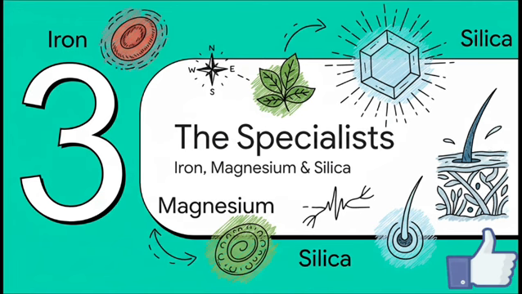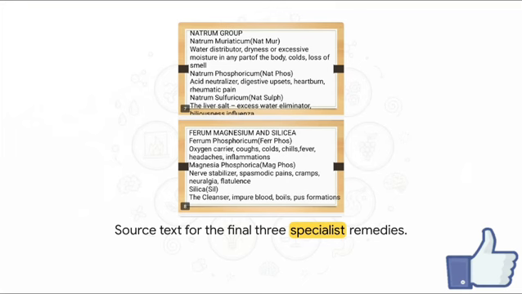And that brings us to our last 3 remedies. Now, these guys aren't really in a big family group, they're more like specialists. Each one has a really specific, powerful role. We're talking iron, magnesium, and silica. A quick peek at the source shows their jobs are pretty distinct, right? One's an oxygen carrier, one's a nerve stabilizer, and the last one is a cleanser. Let's take a quick look at each one.